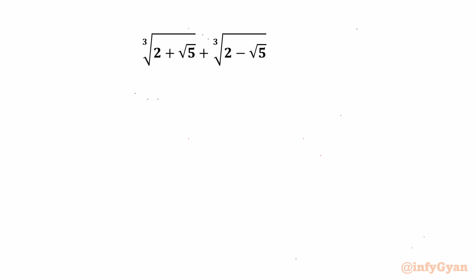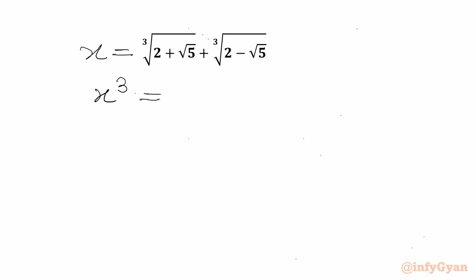In this video, we'll be solving another very interesting question from radical expressions. Cube root of 2 plus square root 5 plus cube root of 2 minus square root 5. So let's get started. We will consider this expression equal to x first. Now I will take cubing both sides.